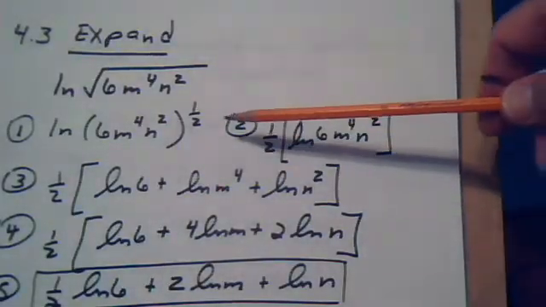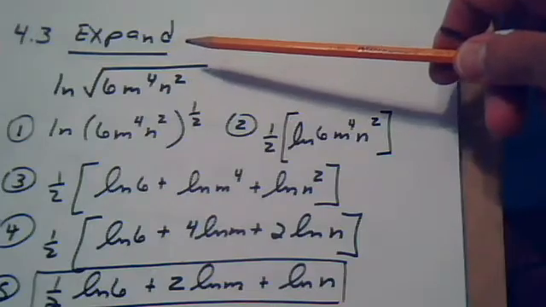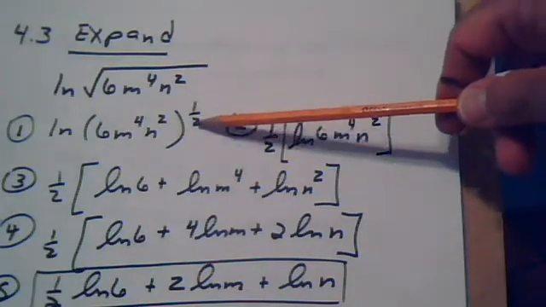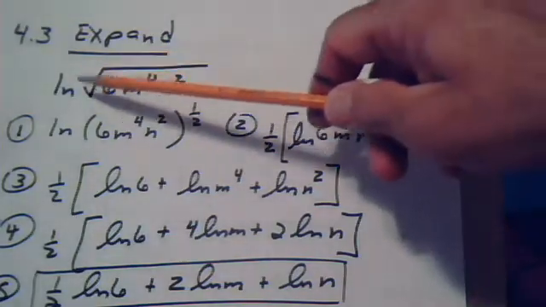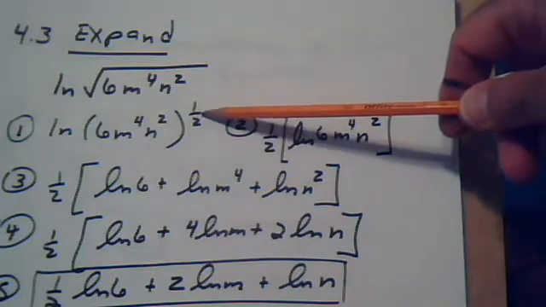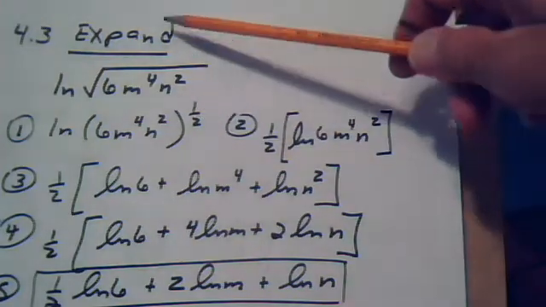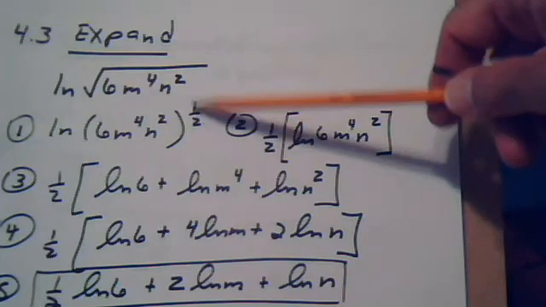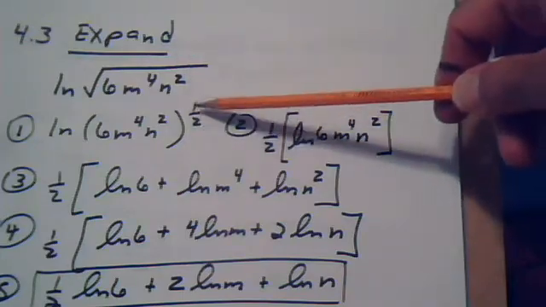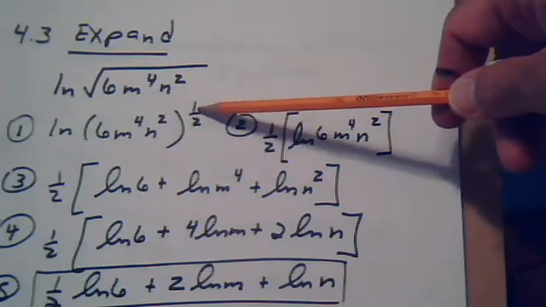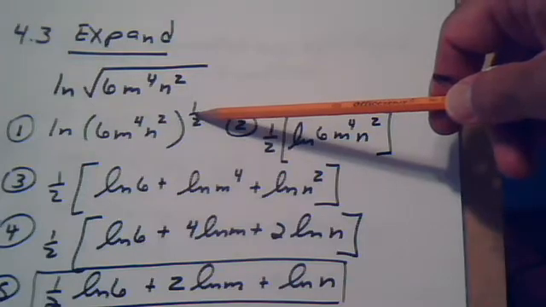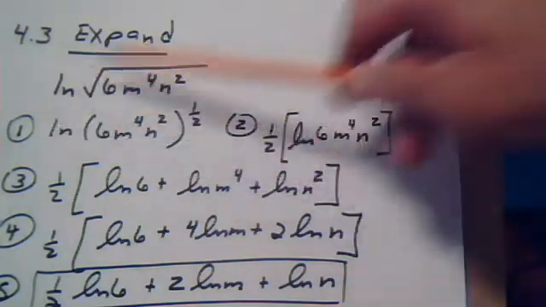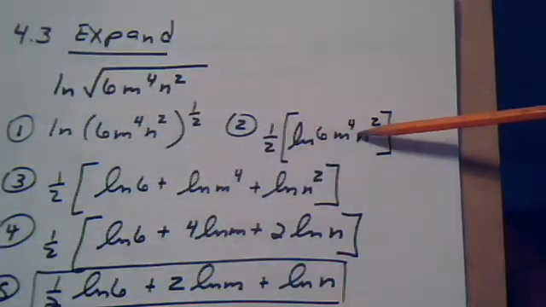Here's another example. This radical has a power of 1/2. So when you take the square root of a number, you're really raising it to the 1/2. So once you have it up there, notice what they want us to do: expand it. In this case, we're going to expand. So you use that power rule, the third property, and you bring the 2 down. Here it is. The rest is the same.